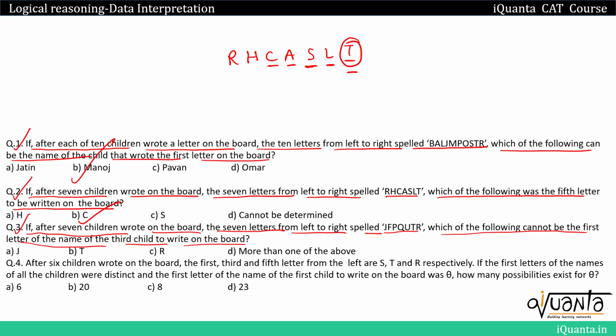So now we have to find out the first letter of the name of the third child. The letters written were J, then after that F, P, Q, U, T and R. To find out the first letter of the third child, we have to work to find out the first letter of the first child.